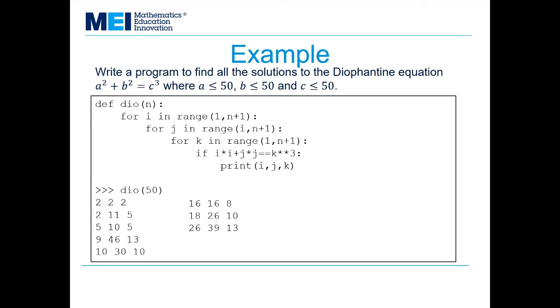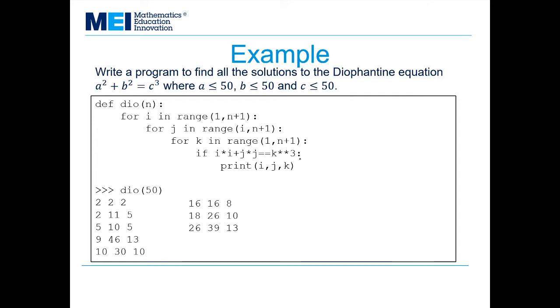So let's have a look at that program again. So you can see that I've gone from i in the range 1 to n plus 1 and j in the range from i to n plus 1. That's because with a squared plus b squared, it doesn't matter which way around they are, so i is the smaller of the two and j is the larger of the two. And if I put 1 there instead of i, I would get solutions being repeated. And then k is going from 1 to n plus 1. That is going to be my cubed value. So if i times i plus j times j gives me k to the power 3, print out i, j and k.